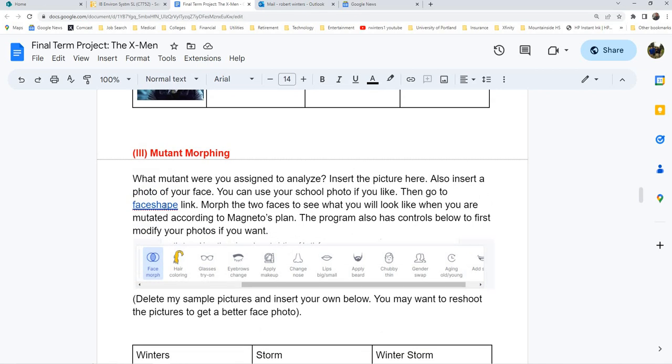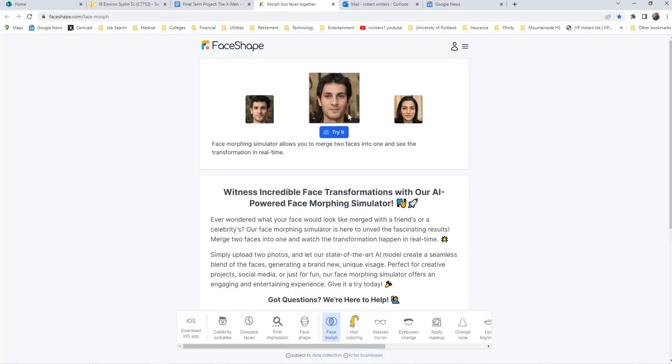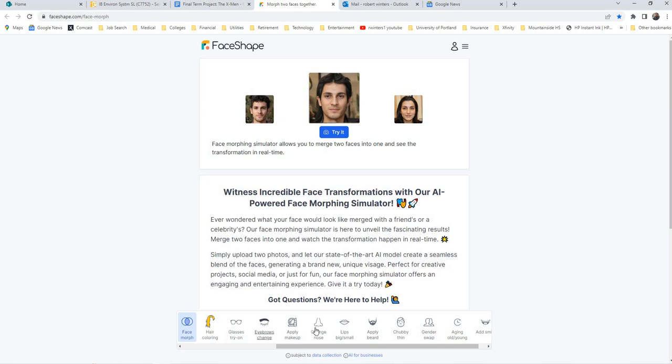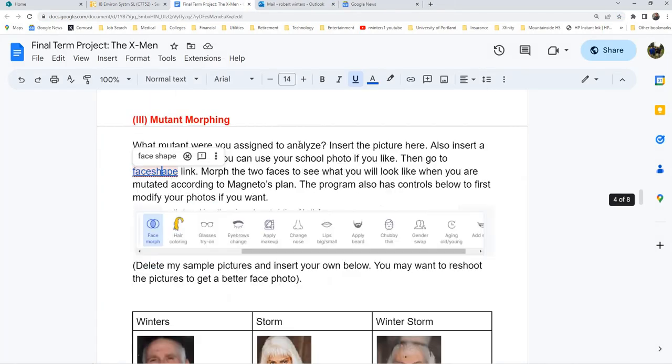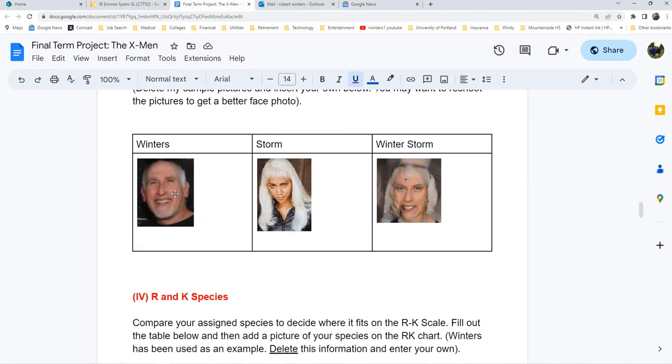You will go to this site over here, Face Shape, and you can load both those pictures up in here, and then you can mutate it and see what you would look like as a mutant. Just kind of a fun thing to do. Now you can play around with it. If you go down here, it lets you adjust the nose and lips, and you can clean up the pictures and make it a little more interesting. Once you get that picture, though, I want you to put your picture in, obviously take mine away here, and Storm, whoever I assigned you, and then put in who your mutant species is that you will do most of your work on.